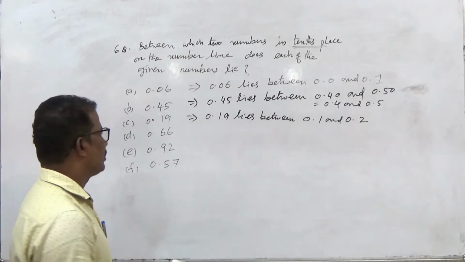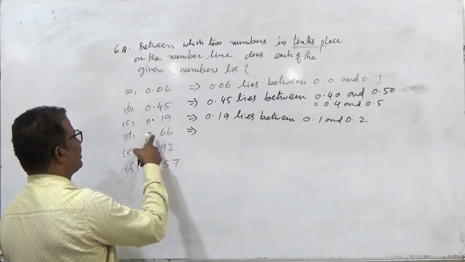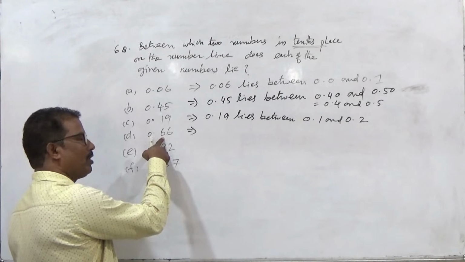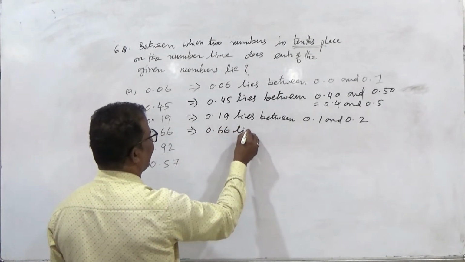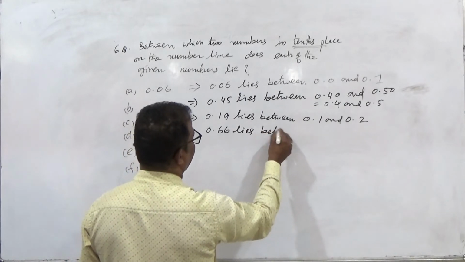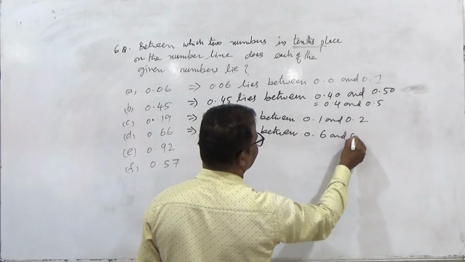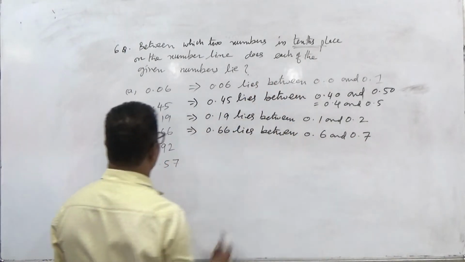Understand all of you? So in the next question you can see 0.66. So it is bigger than what? 0.6 but less than 0.7. So we can write 0.66 lies between 0.6 and 0.7 only, because we have to see the 10th place only.